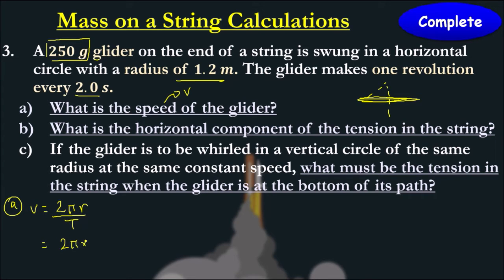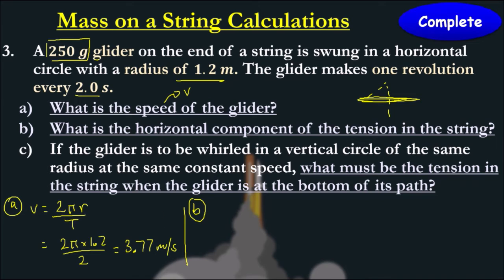2 pi r, where the radius is 1.2, over t, which is 2 seconds. That's how long it took for 1 revolution. And so we get a speed of approximately 3.77 meters per second.